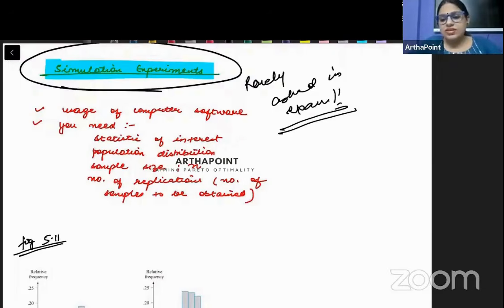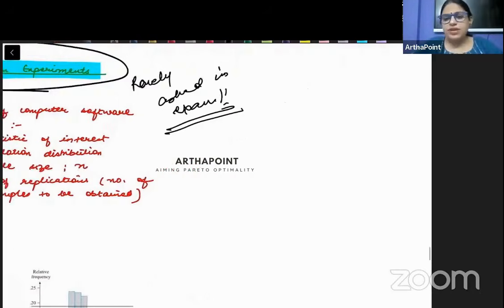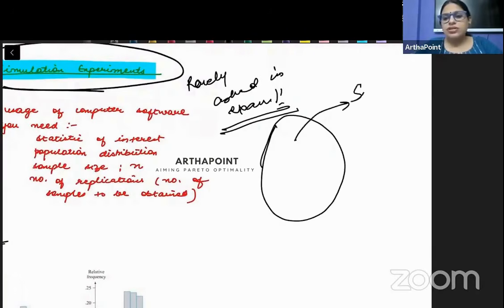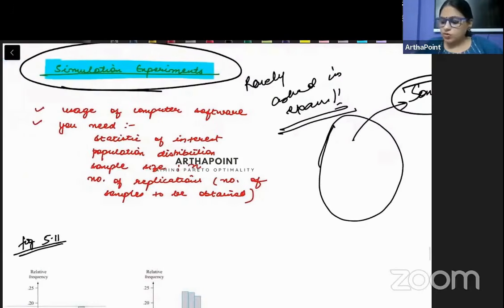In this case, what we are going to do is use computer software. So I just go to my computer and tell it, look, this is my entire population, and I want you to generate a sample. I am not going to do it myself. Rather, I am going to do it based on computer software. Right, beta? So here we have to use computer software.